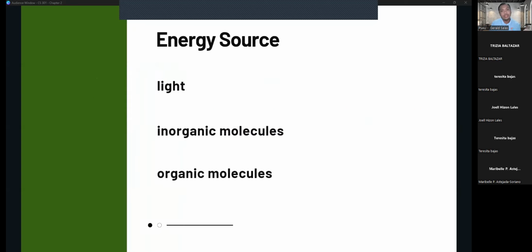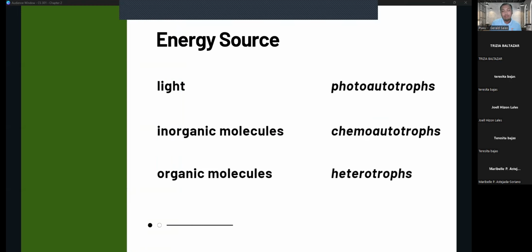Now, there are three sources of energy on Earth: the light, the inorganic molecules, and the organic molecules. For those that are dependent on light, they are called photoautotrophs. Then for those that depend on inorganic molecules, they are known as chemoautotrophs. They undergo chemosynthesis. And those that depend on organic molecules are generally known as heterotrophs.